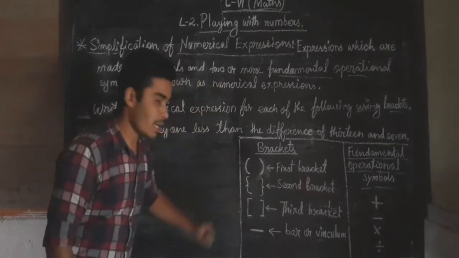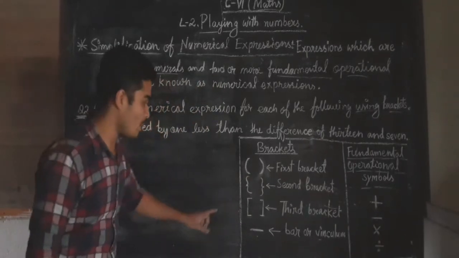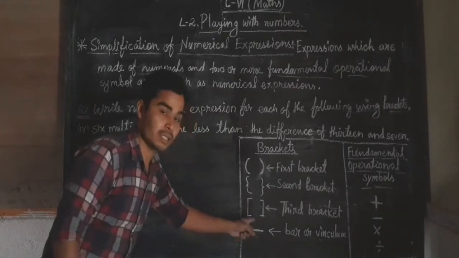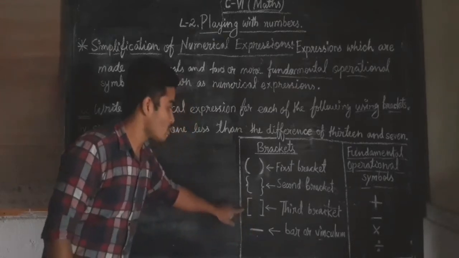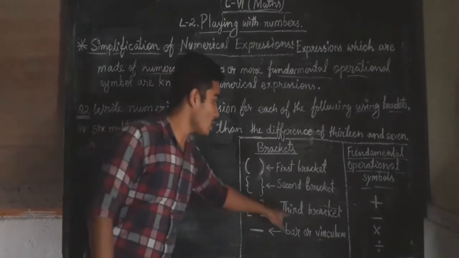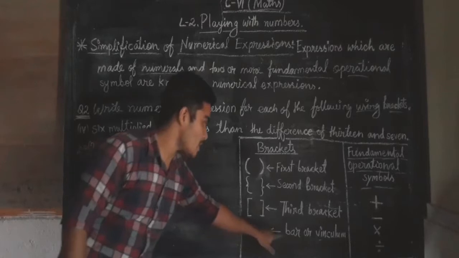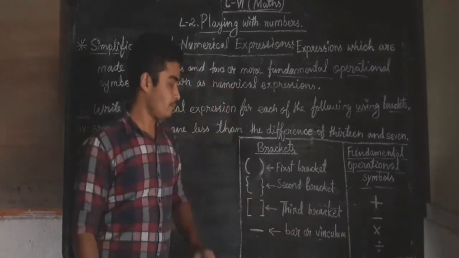Again, come to the third bracket. This bracket is known as the square bracket. You can see it looks like we are breaking one square into two parts. So we say this is the square bracket, and it is also called the third bracket. And now you can see this symbol. This is known as bar or vinculum.